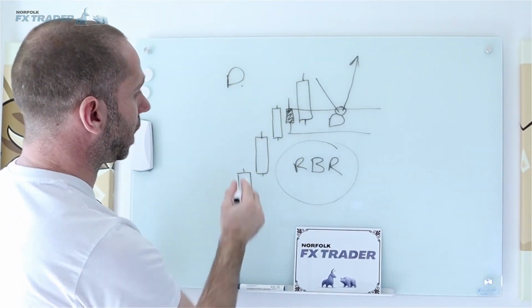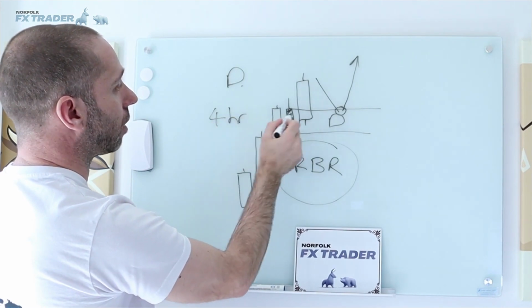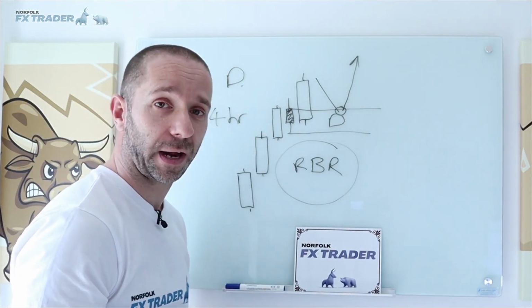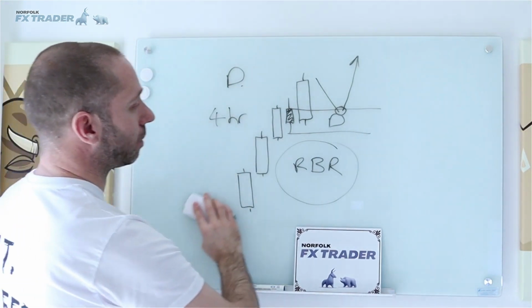This could potentially be a 4-hour area of a swing, or even a 1-hour area of a swing pullback is what you're trading. So that is the rally-based rally. Now we're going to go through the other side of the market, which is that drop-based drop, which will create an area of supply.